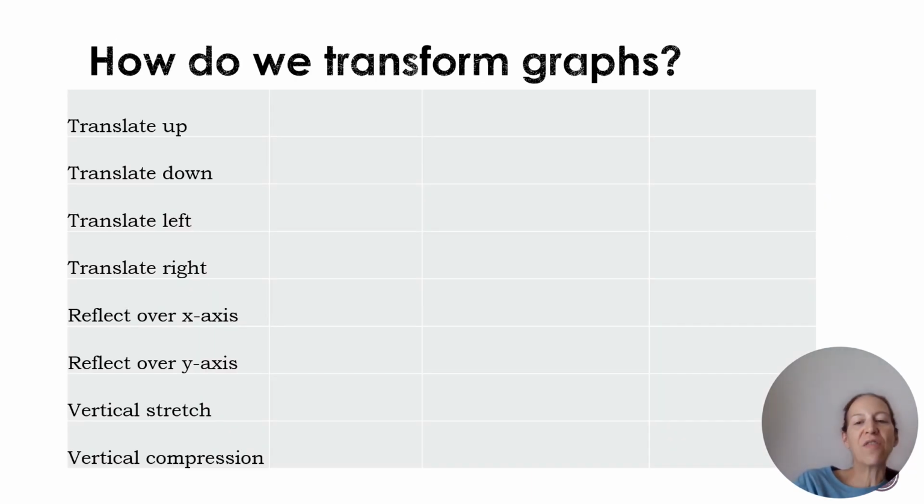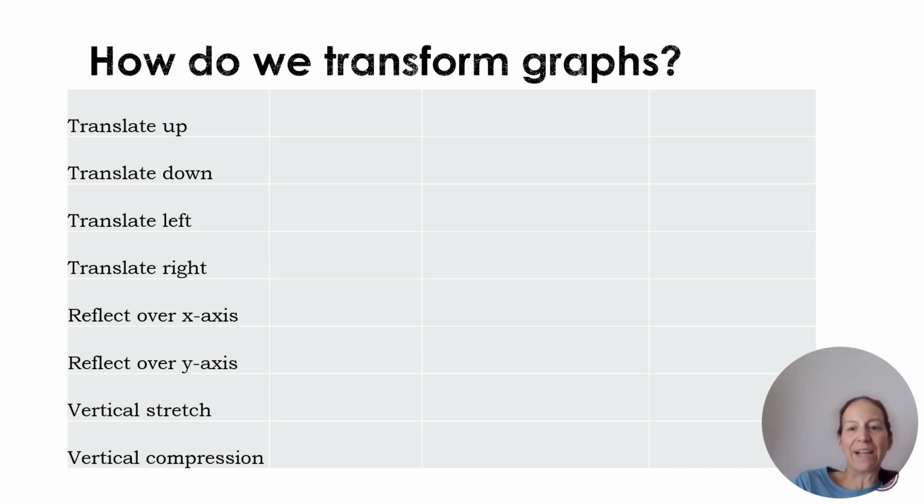So this is the part of the lesson that I think is really kind of long, and it's kind of a gigantic chart. So what I will do when I present this in class is give my students a couple minutes to set this up in their notes. So we've got translate up, translate down, translate left, translate right. Reflect it over the x-axis, reflect it over the y-axis, vertical stretch and vertical compression, also known as dilations.